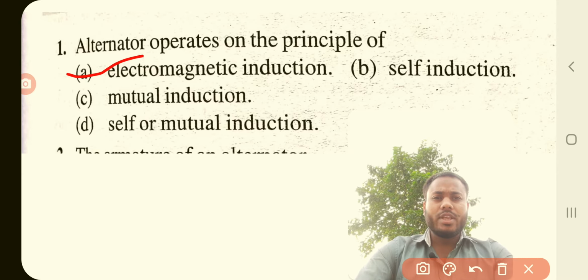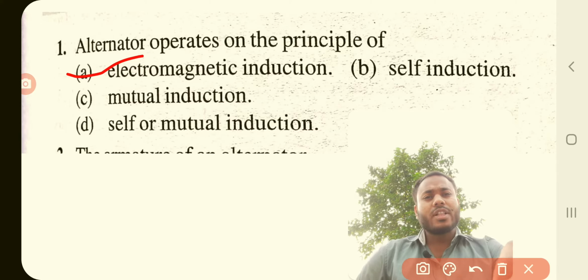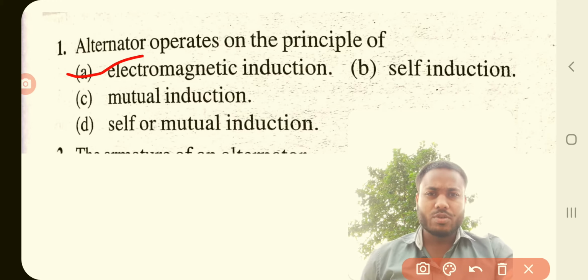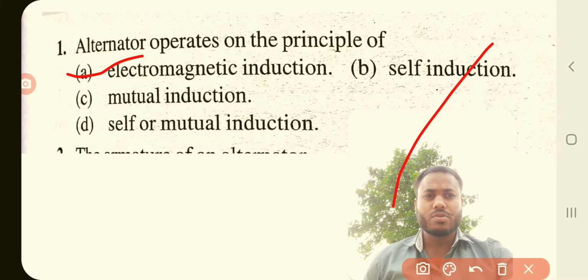Here is one thing I would clarify: many students may think that alternators work on mutual induction, but that is entirely wrong. The correct answer is electromagnetic induction. In a transformer, mutual induction happens, and the transformer works according to option C. So here the correct answer is A. Next, let's proceed to the next question.